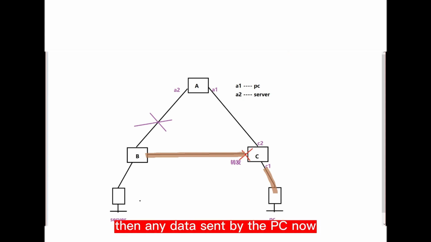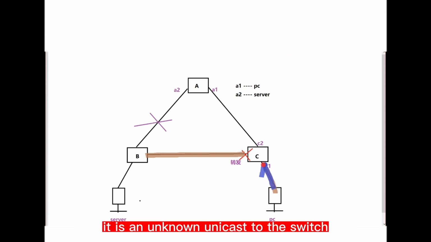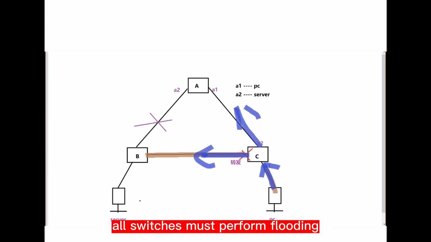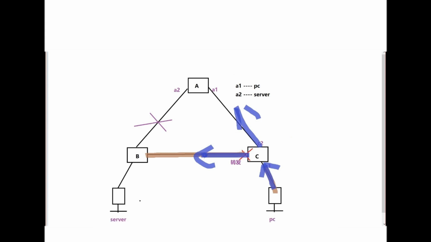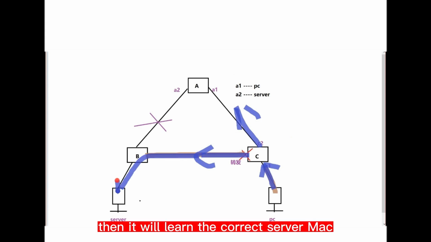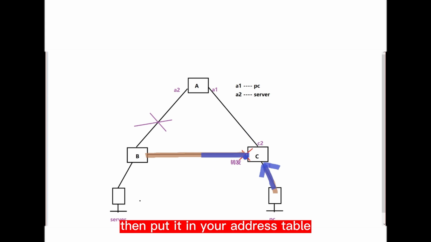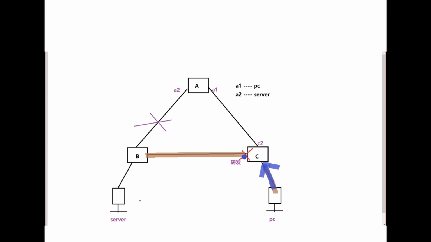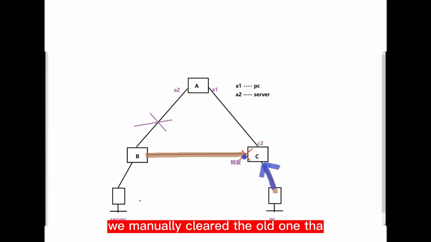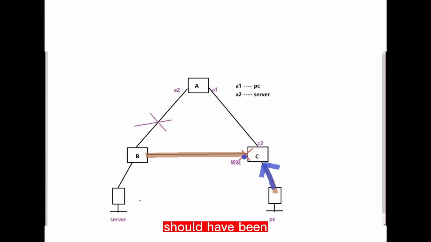Then any data sent by the PC now is unknown unicast to the switch. All switches must perform flooding. As long as the switches perform flooding, they will learn the correct server MAC and put it in the address table. So the process is very fast. That is, we manually cleared the old entries that should have been cleared.